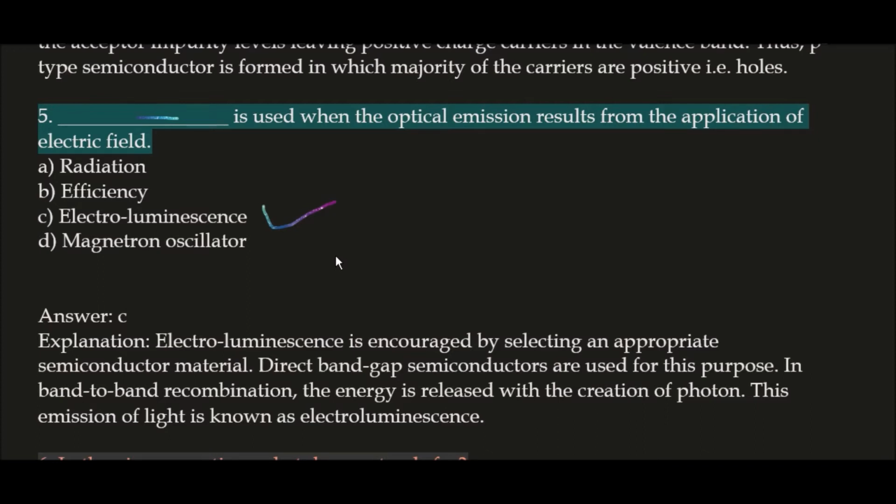Because electroluminescence is encouraged by selecting an appropriate semiconductor material. Direct band gap semiconductors are used for this purpose. In band-to-band recombination, the energy is released with the creation of a photon, and this emission of light is known as electroluminescence. So, electroluminescence is used when the optical emission results from the application of an electric field.